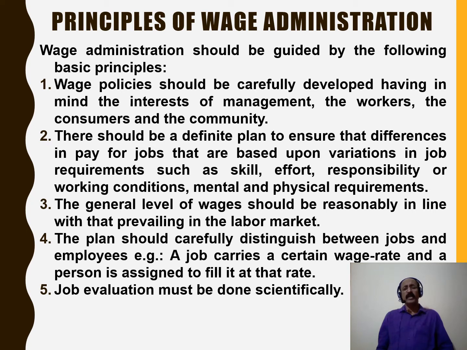The plan should carefully distinguish between jobs and employees. For example, a job carries a certain wage rate and a person is assigned to fill it at that rate. When you do a job analysis, you will understand what type of person is required, and based on that you have to plan. So the wage rate also has to be planned based on job evaluation as well as job analysis. And it should be distinguished, because when we look at a certain person, we should also look at the cost, and both of them should tally with each other, or be correlated. Otherwise, there can be an imbalance.